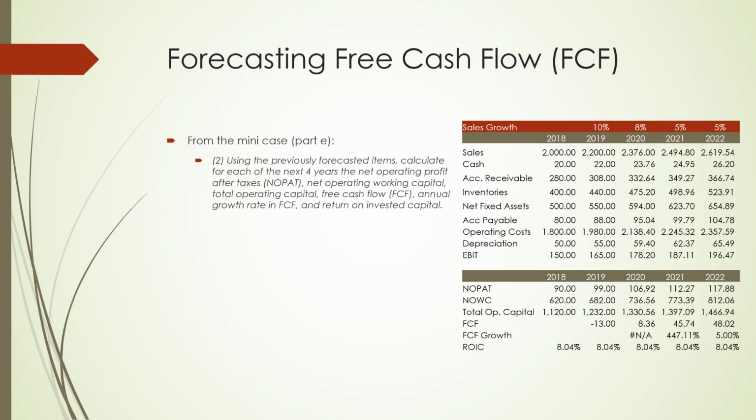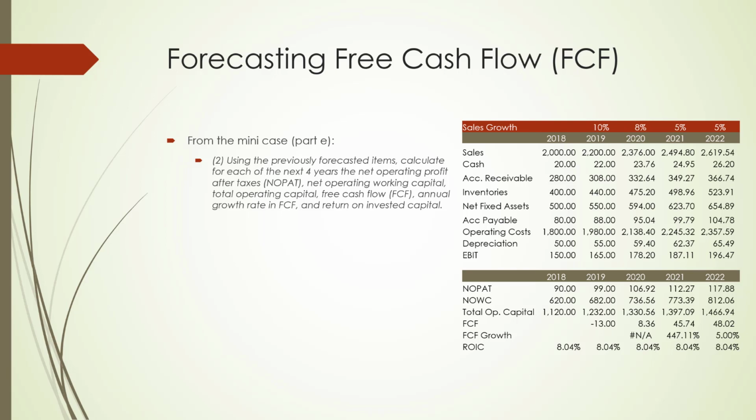Now your total operating capital will be your net operating working capital plus your net fixed assets. So we already calculated in 2018 that net operating working capital would be 620, and if we add the net fixed assets of 500 to that, we get 1,120. And again, that's going to grow at the same rate as sales.